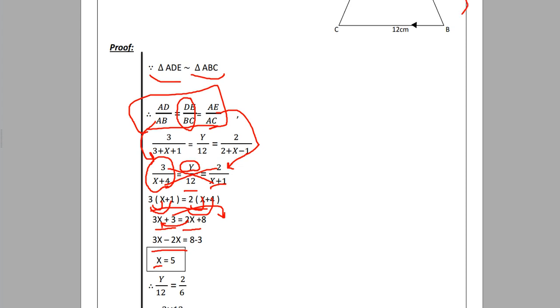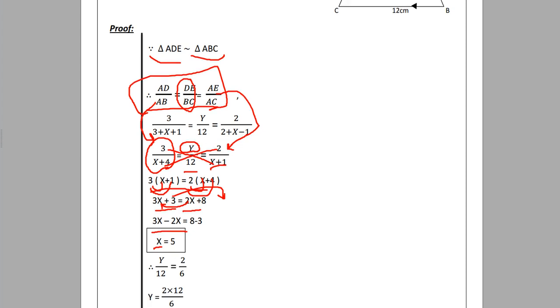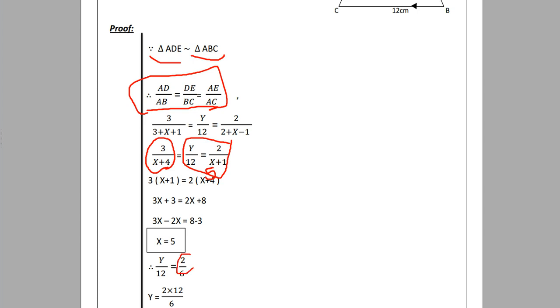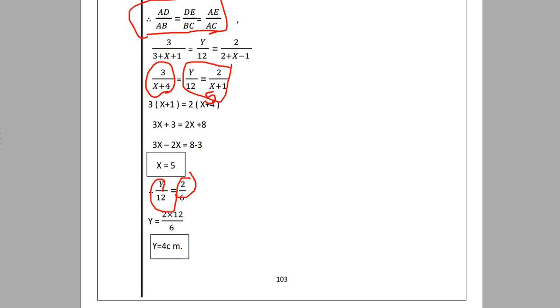And then to get the value of y, x is now known, it is 5, so we can use any of these fractions to get the value of y. We can use these two fractions, and this one is already known, it is 2 over 6. So 2 over 6 equals y over 12. Okay, so the value of y is 4 centimeters. And actually there is another way, and it is easier than this. You can use it and send it to me.